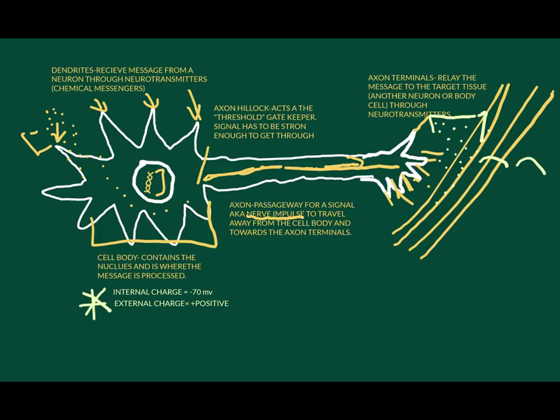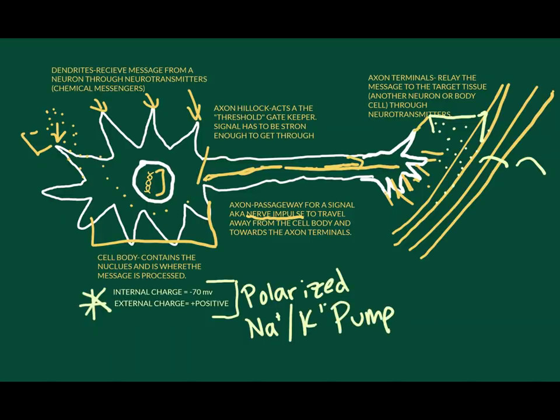While on the outside of the neuron, we're going to think of it as having a positive charge. So the difference in charge from the outside and inside of the cell is what causes the neuron to be known as polarized. This difference in charge is accomplished by something known as the sodium potassium pump. And we'll get a little more information about this in a little bit.